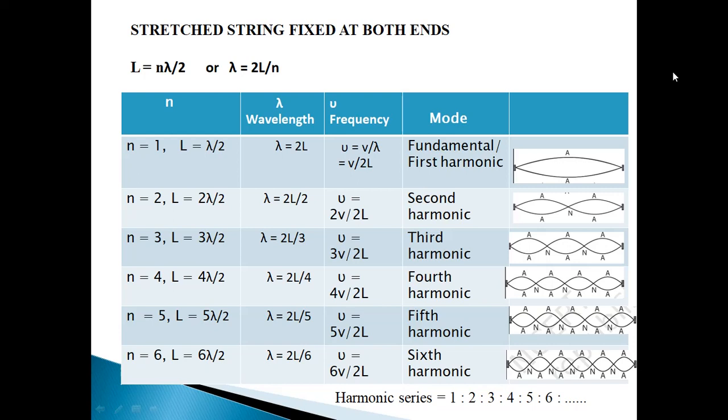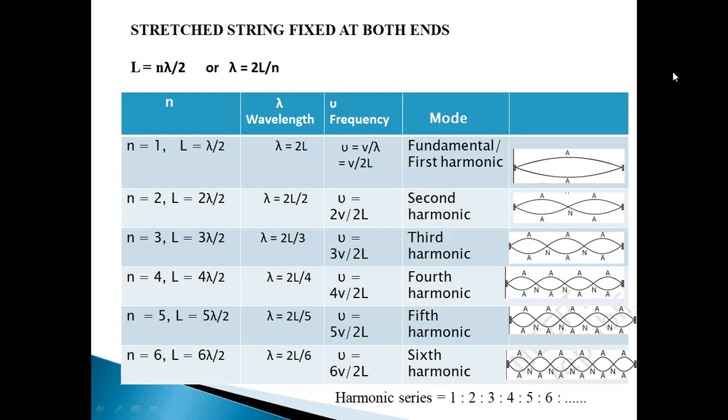The next one is at n equal to 2. As you see in the diagram, there are two segments. So here L equals 2 times lambda by 2, or lambda equals 2L by 2, and we are not supposed to cancel that. Frequency nu equals 2 times v by 2L. This is called the second harmonic. As you can see, it is a multiple of the first harmonic. So the first harmonic is v by 2L, and the second one is 2 times v by 2L.